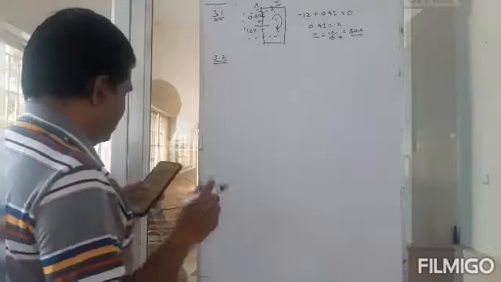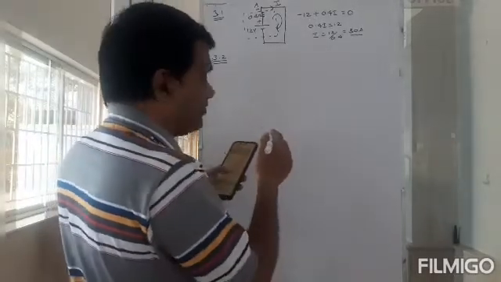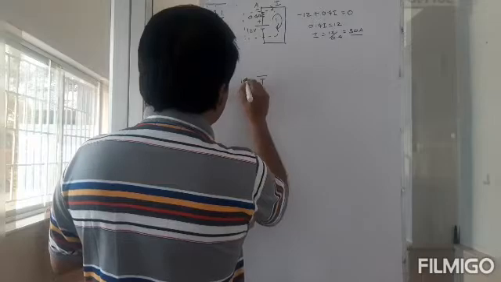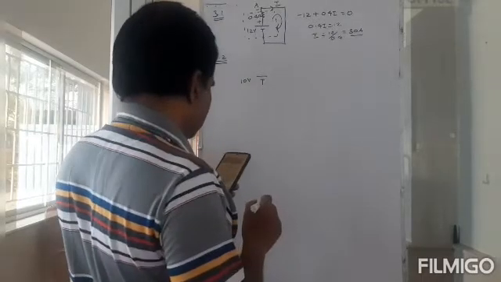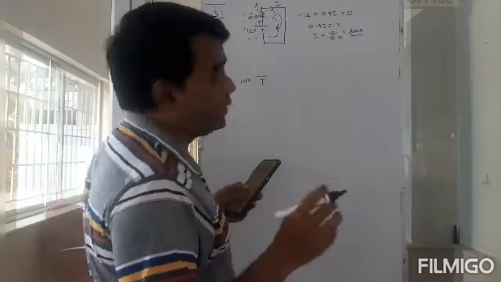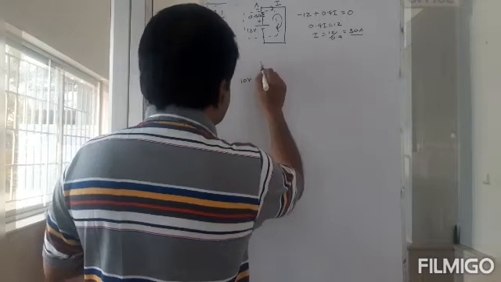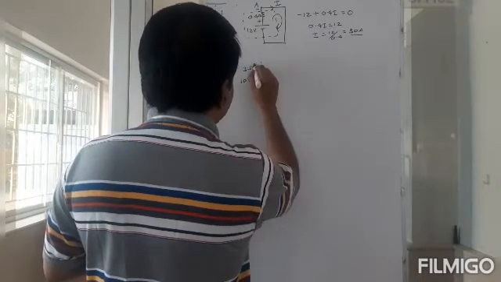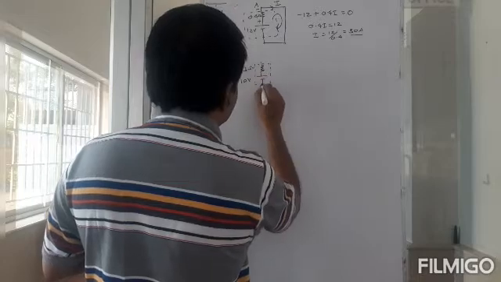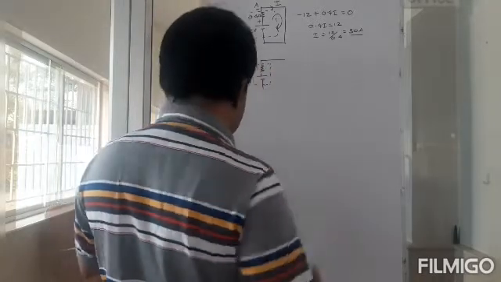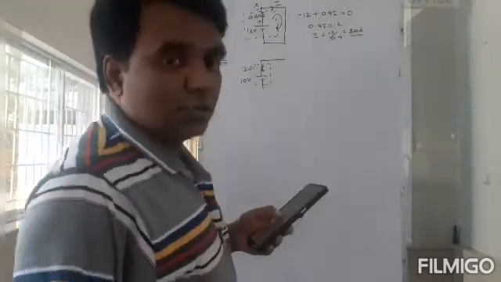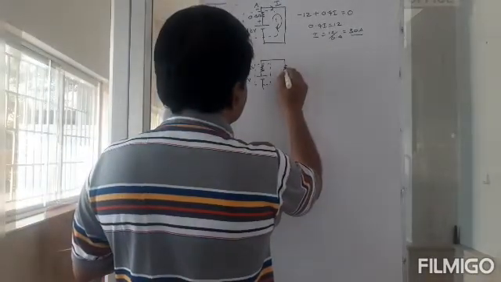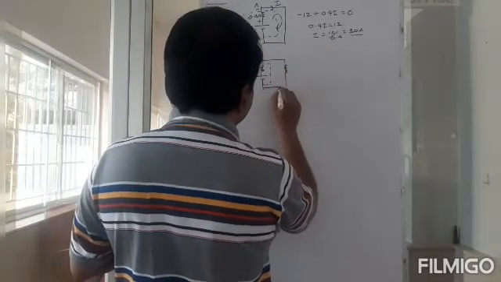What I got here? I got a battery of EMF of 10 volts. This is 10 volts. And internal resistance of 3 ohms. So that is the internal resistance of this battery. That is 3 ohms. So this is the battery now. And you are connecting it to a resistance. The value of the resistance is not given. So this is an unknown resistance R.